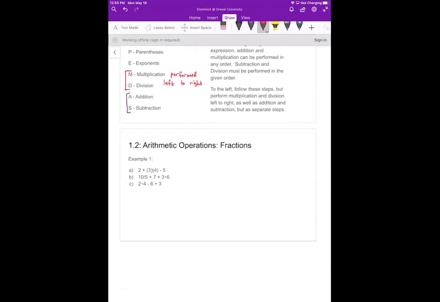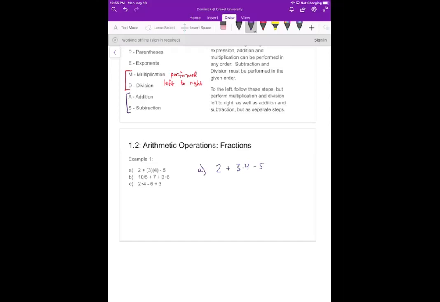So for example, in part A, just to look at an example here of PEMDAS, we have 2 plus 3 times 4 minus 5. Now, if you have a single number in parentheses, there's not much you can really do with that, right? So that's sort of what's going on in this example. Now, there's no exponents, right? So we don't have to worry about that either, right? So this is currently what we have.